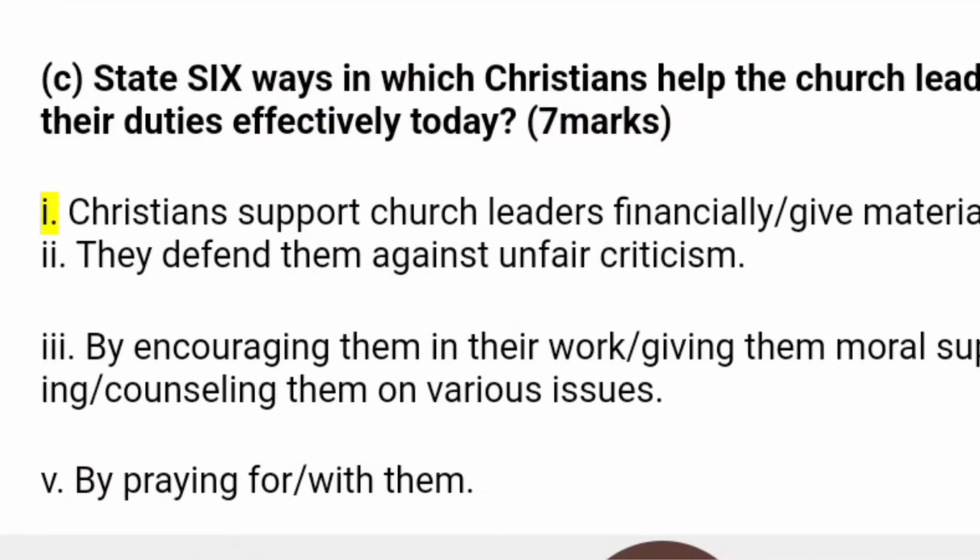7 marks. 1. Christians support church leaders financially, giving material help and basic needs. 2. They defend them against unfair criticism. 3. By encouraging them in their work, giving them moral support. 4. Advising and counseling them on various issues. 5. By praying for and with them.